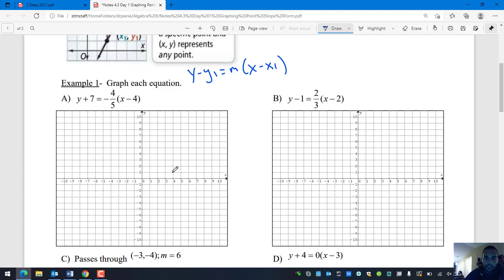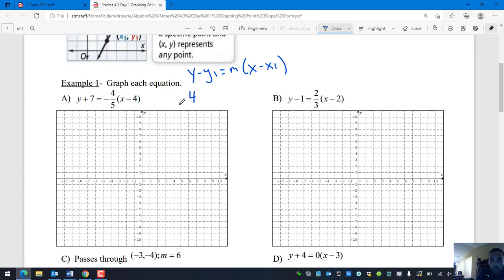If I want to graph this, the first thing I need to figure out is what point do I start at? What is the point that they're giving me in the equation? First, I got to figure out what my x coordinate is, and my x coordinate is going to be inside these parentheses in the x1 spot. So if I look inside my parentheses, I see x minus 4. So my x1 coordinate is just going to be 4. It's in that same spot as the x1 symbol.